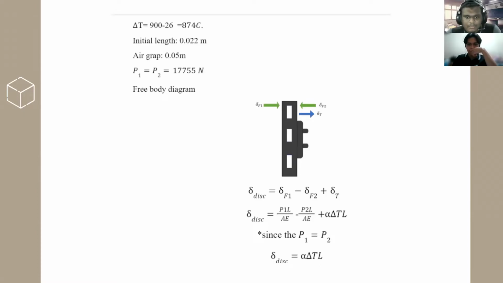Elongation of the brake disc is equal to elongation due to force 1 minus elongation due to force 2 plus elongation due to the temperature. Here we can apply the displacement due to the axial load. Since F1 and F2 are equal, we can eliminate the elongation due to F1 and the elongation due to F2. So we get the elongation of the disc equal to the coefficient of thermal expansion times change in temperature times the length of the brake disc.